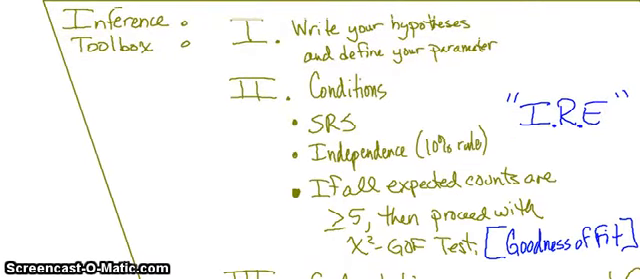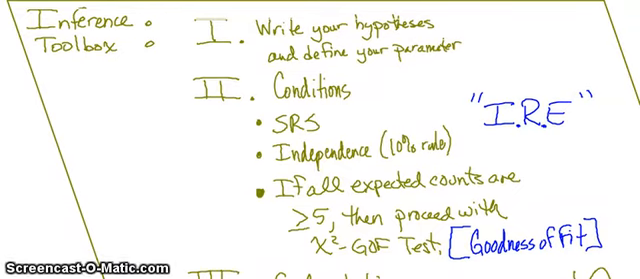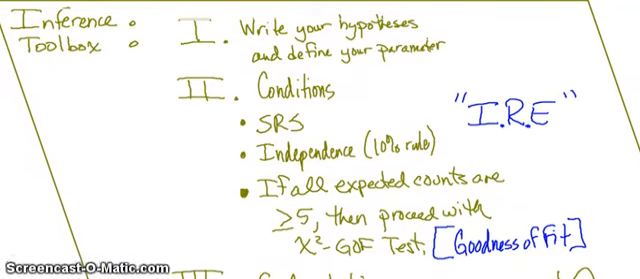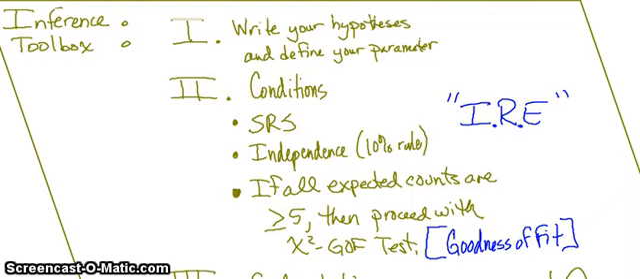Inference toolbox. Here we go. Number 1. What am I going to do if I'm thinking about completing a free response question? I want to define my parameter, write my hypotheses. I want to think about my conditions. I want to have my randomness, my independence, and that all of my expected counts are greater than or equal to 5. And that's what allows us to proceed with our goodness of fit test. If you want to think about IRE, independence, randomness, expected counts, you can answer your conditions or list your assumptions.